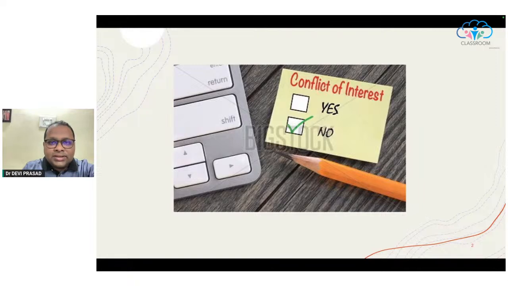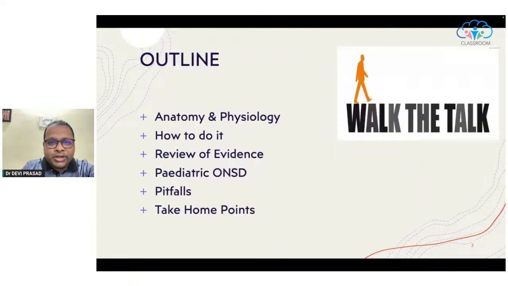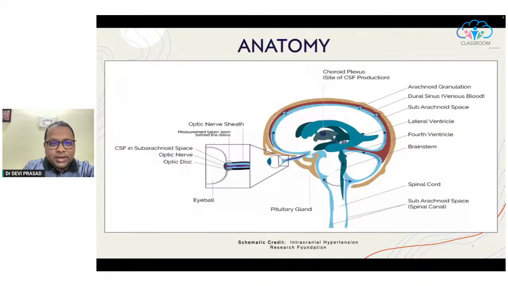To start with, I have no conflict of interest to share, and we'll be going on in these headings: anatomy and physiology, how to do it. We'll do it in a small video. We'll recap the review of the current evidence, with a special light on the pediatric ONSD. What are the pitfalls or the limitations of these things, and what are the take home points?